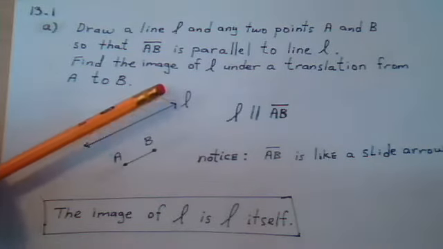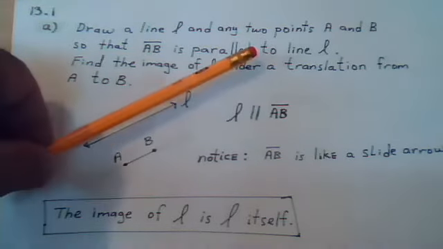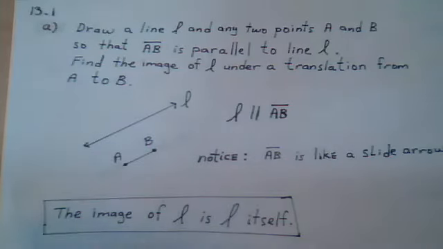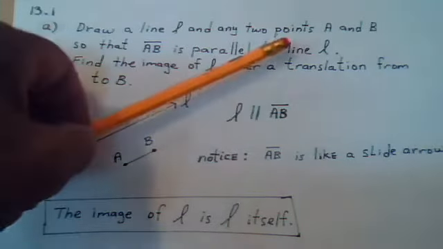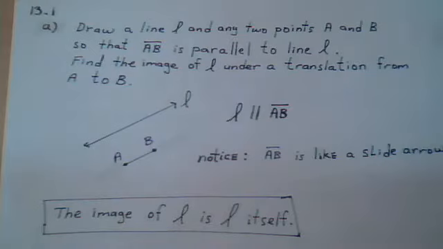So if I slide the L in that direction, this much, where do I end up? Where I end up is called the image. The image of L is L itself. I end up on the same line. That's why the image of L, that means where it ended up, is on itself.